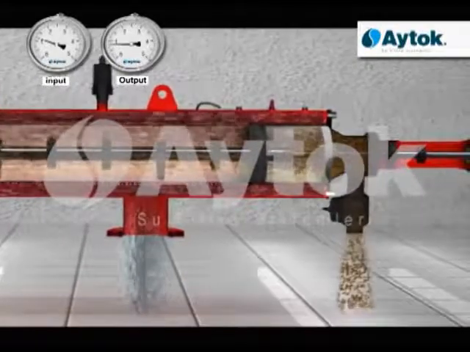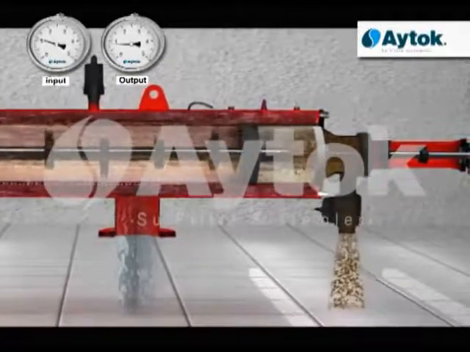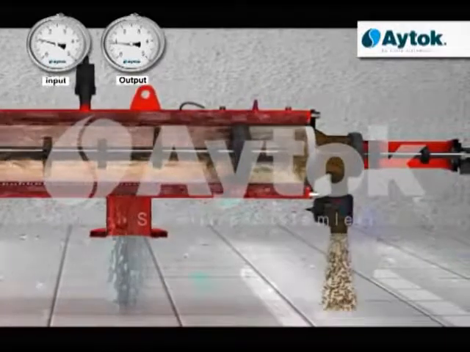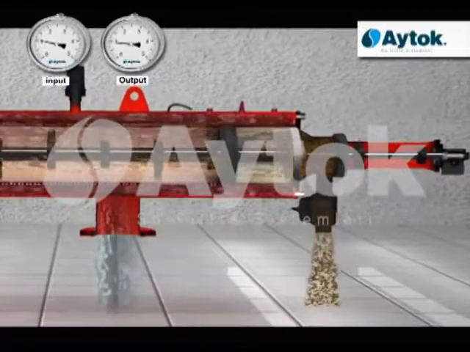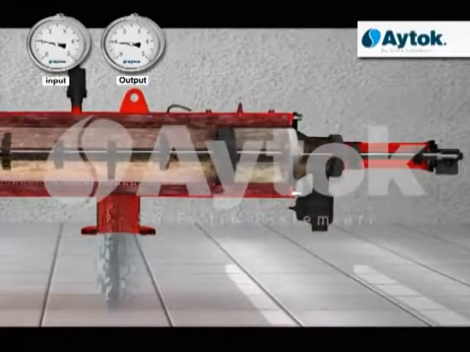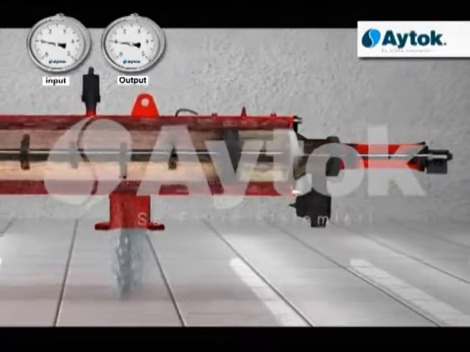When this operation is finished, the cleaning collector makes a new backwashing operation and goes back to its former position, and the cleaning operation is completed. Filtration operation continues without any break during the cleaning operation.